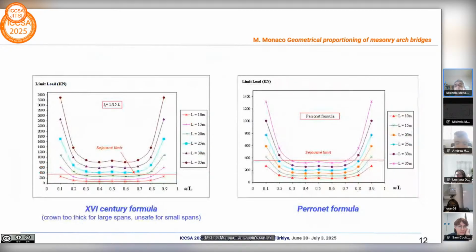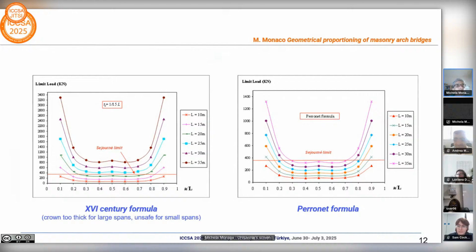So all the analysis has been performed on the arch dimensioned with the empirical formulas and related to the upper limit of the Sejourné formula, since it gives a reasonable factor of safety. The Sejourné limit is reported in the sensitivity analysis with a red line.